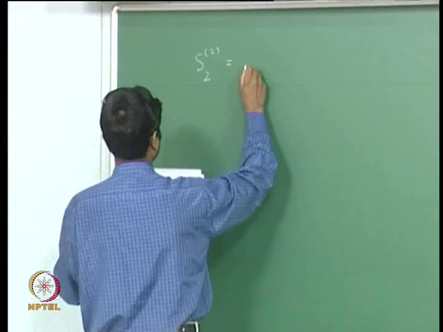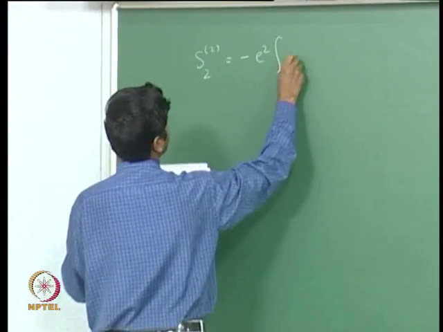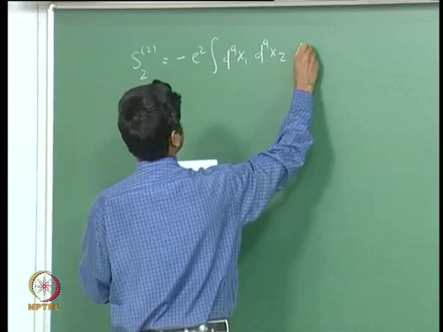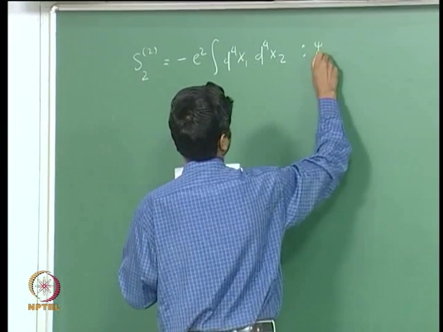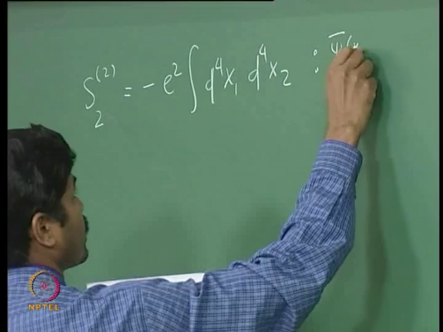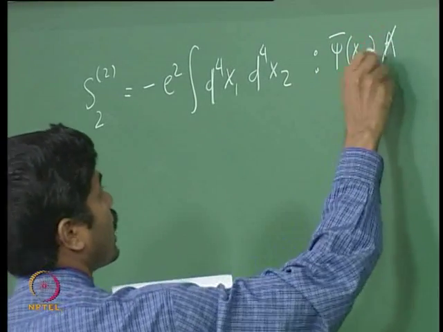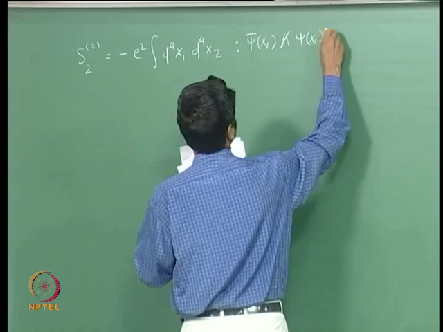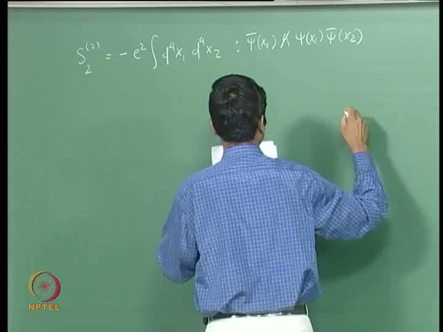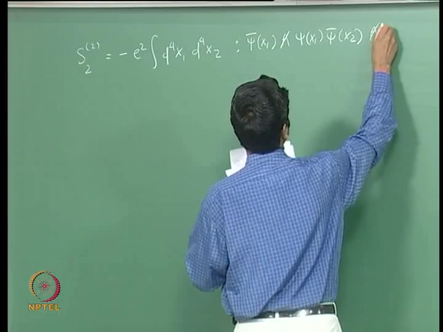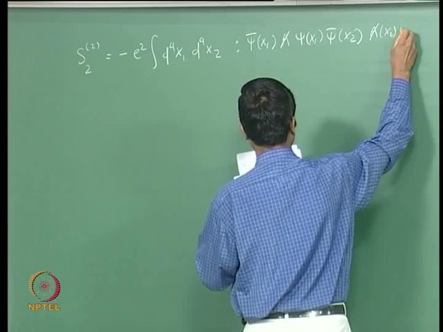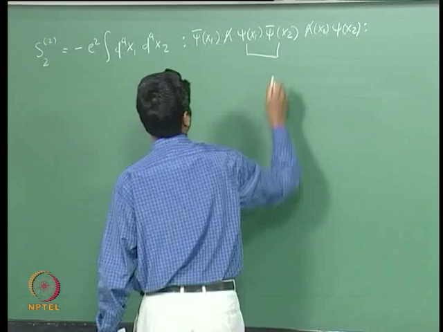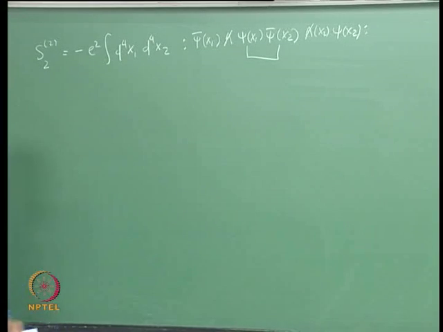which is given by minus e squared, the integral d4x1 d4x2 of the normal ordered product of psi bar of x1, A slash of x1, psi of x1, psi bar of x2, A slash of x2, psi of x2, where psi of x1 is contracted with psi bar of x2.